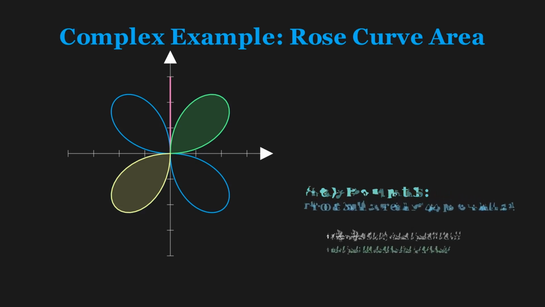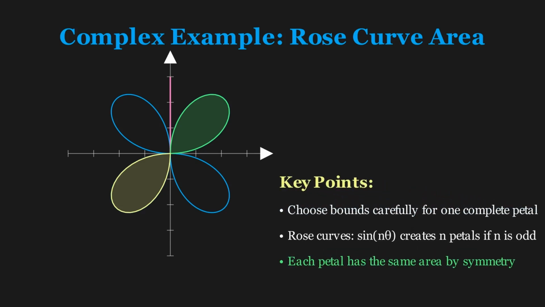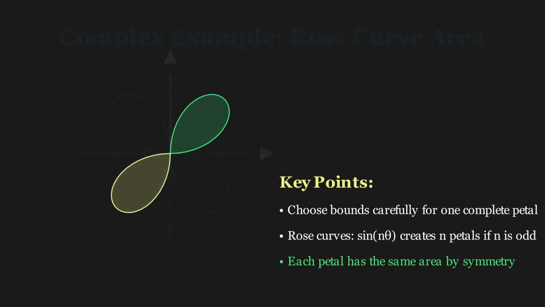Some key points to remember: choose your integration bounds carefully to capture exactly one complete petal. For rose curves with the equation r equals a sine n theta, where n is odd, you get n petals, and when n is even, you get 2n petals. And finally, each petal has the same area due to symmetry.